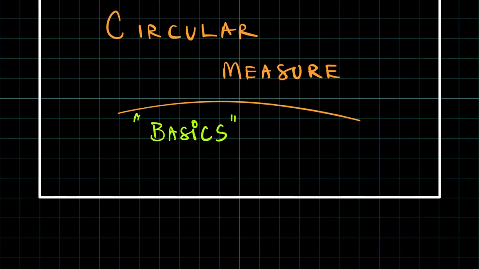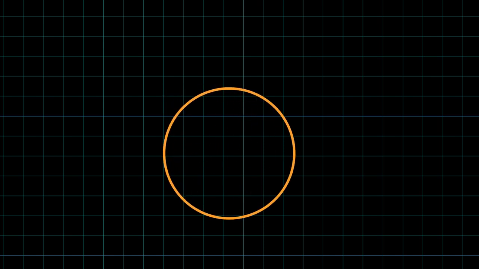Circular measure, a chapter in pure math. Let's start with the basics. Now first of all, let me draw a circle and then let me grab some straight line segments. From the center, if I draw a line all the way till the circumference, that is the radius.